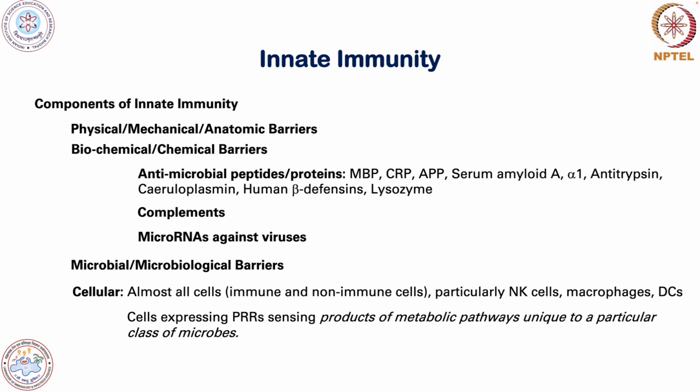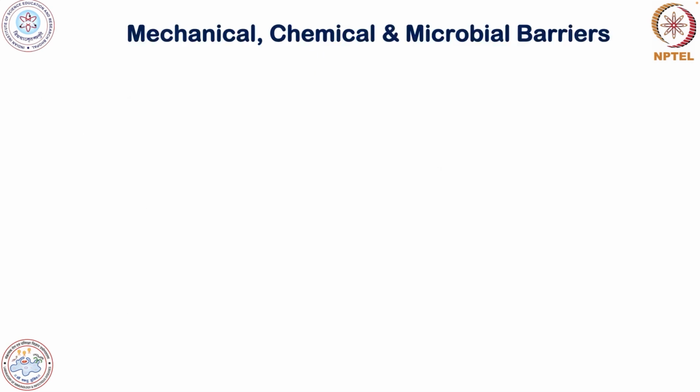There are several families of pattern recognition receptor, for example the toll-like receptor, the RIG-like receptor, and the NOD-like receptor. We will discuss all these families of pattern recognition receptor one by one in a subsequent session. Now, let us go back to the physical, mechanical or anatomical barrier.